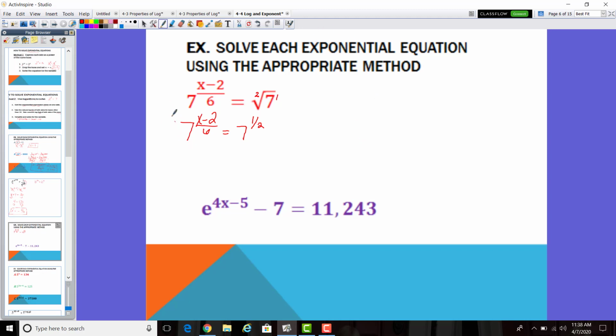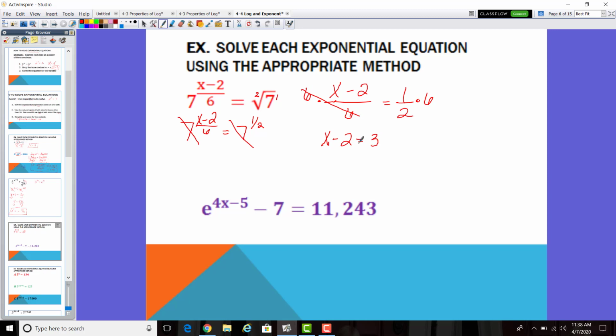Now I've got an equation where both sides have a base 7. I can drop those base 7s, and I'm solving the equation x minus 2 over 6 equals 1/2. Now I'm trying to solve for x. I'm subtracting 2 from x. I'm also dividing by 6, so the inverse of dividing by 6 is multiplying by 6. Cancel that out.